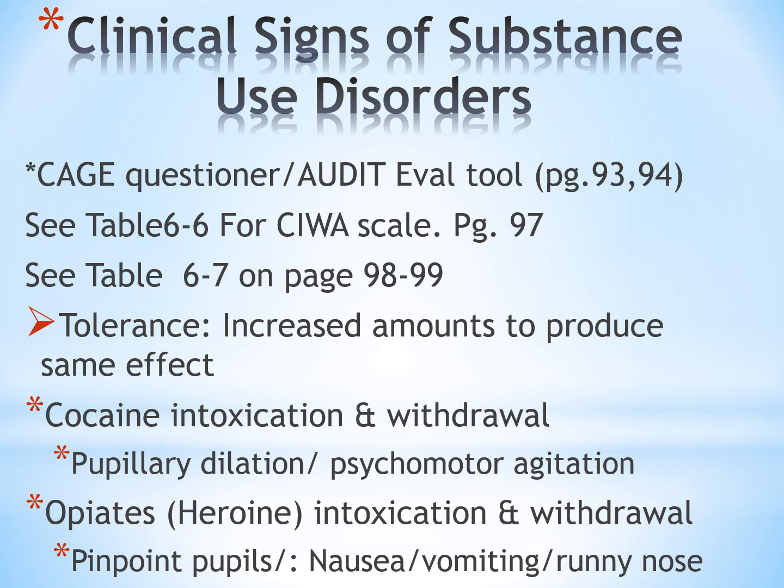Also, some things that you can see when you're assessing your patient. If a person is under the influence of cocaine and they're intoxicated with these substances, you can look in their pupils and see dilation. If they're going through withdrawals, you'll see psychomotor agitation. These are patients that cannot keep still. They have to be moving around a lot. If they were using opiates like heroin, when you look in their eyes, you'll actually see pinpoint pupils. If they were going through withdrawals, they'll have what looks like flu-like symptoms, nausea, vomiting, etc.